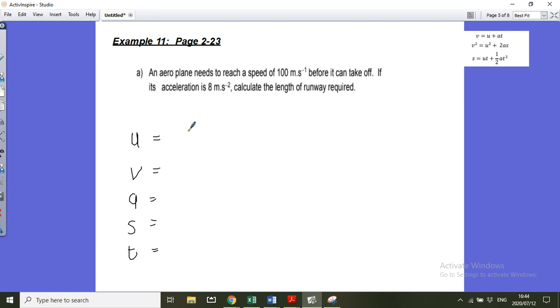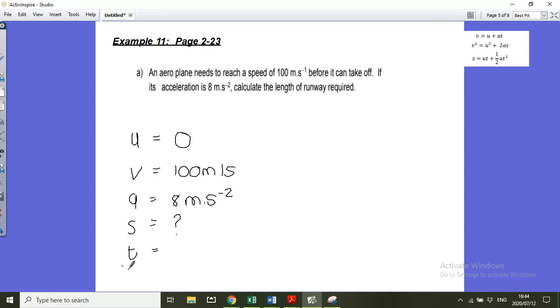If an aeroplane starts, you must also read into the question. It's going to start from 0. They didn't tell you that explicitly, but if an aeroplane takes off, it is going to start at 0. And they tell us that it needs to reach a velocity of 100 meters per second. Now, the acceleration is in the same direction as the velocity, so they're going to have the same sign. So we don't have to worry about pluses and minuses. 8 meters per second squared. You could put a plus in front of both of them. It really doesn't matter. The runway is what we want.